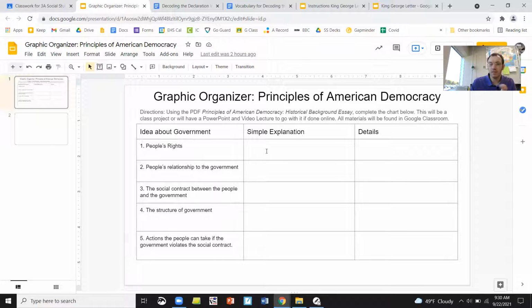So for people's rights, we talked about the right to life, liberty, and pursuit of property, for example. So we went down and made this chart. We use this chart throughout a variety of different things. If you're helping your kids with the King George letter, they should be looking back to this chart. It should be filled in Google Classroom if they were in class when we worked on it. So that's the first thing we did.